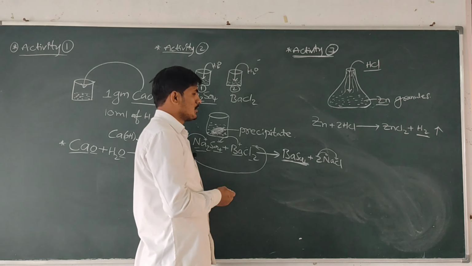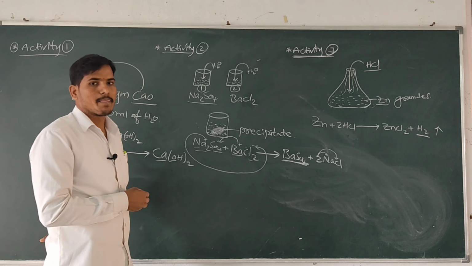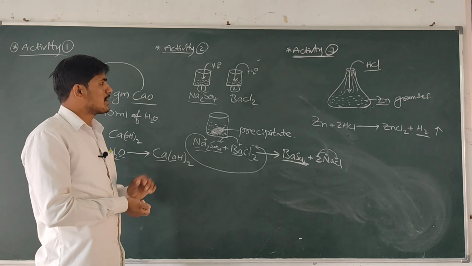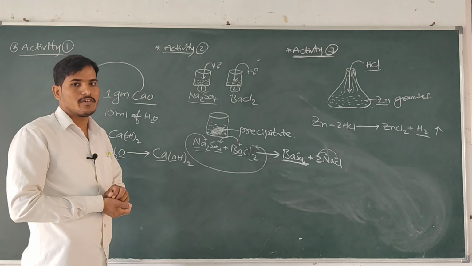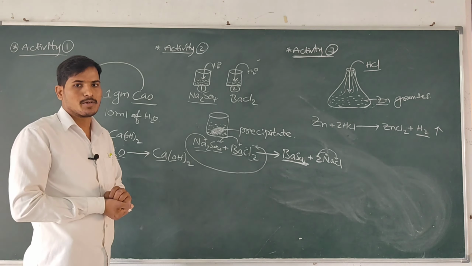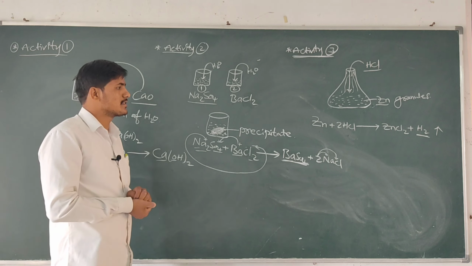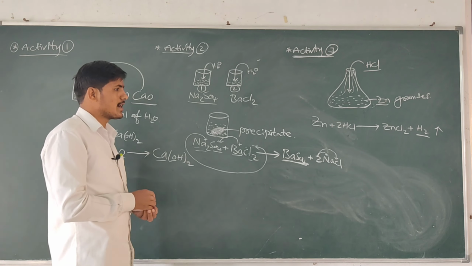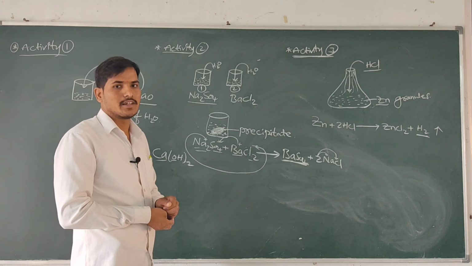Next, another important point is exothermic and endothermic. In some chemical reactions, heat energy is released and in some chemical reactions, heat is absorbed. Based on that, chemical reactions are classified into 2 types: first one, exothermic reaction, and endothermic reaction.